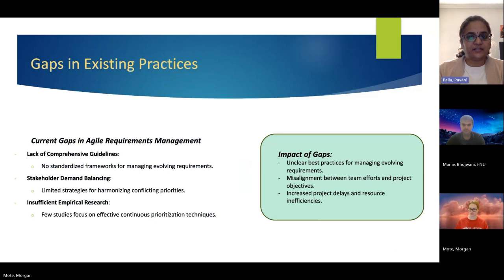And the third gap is insufficient empirical research on the long term outcomes of continuous prioritization. Agile is known for its iterative nature, where requirements are revisited and reprioritized frequently. While this approach has clear benefits for responsiveness, there is limited data on how it impacts projects over time, particularly in terms of cost efficiency, team productivity, and customer satisfaction. Next slide, please.